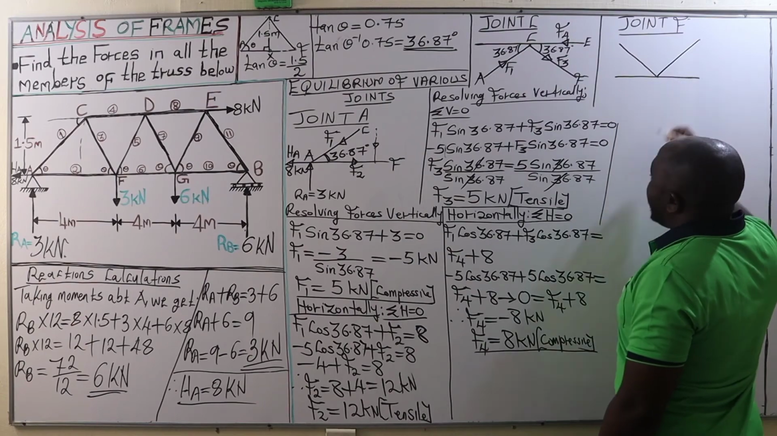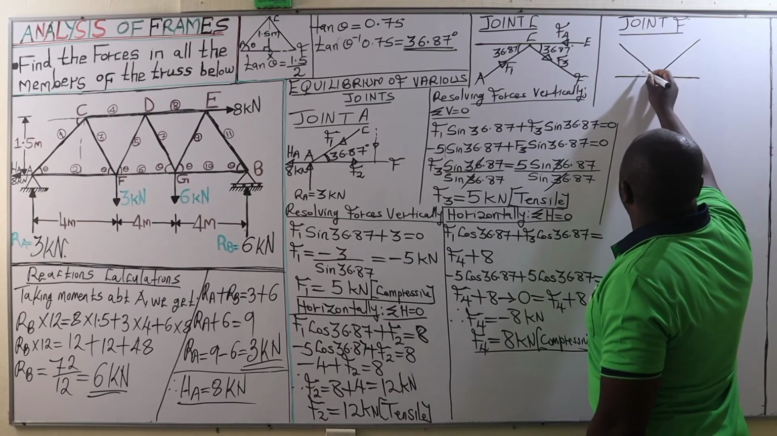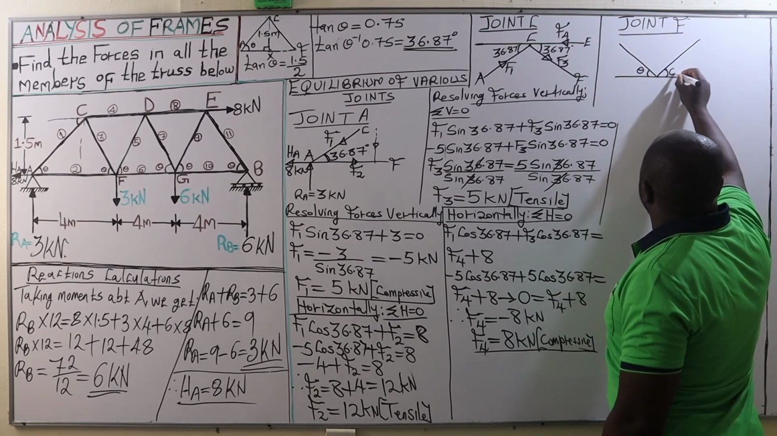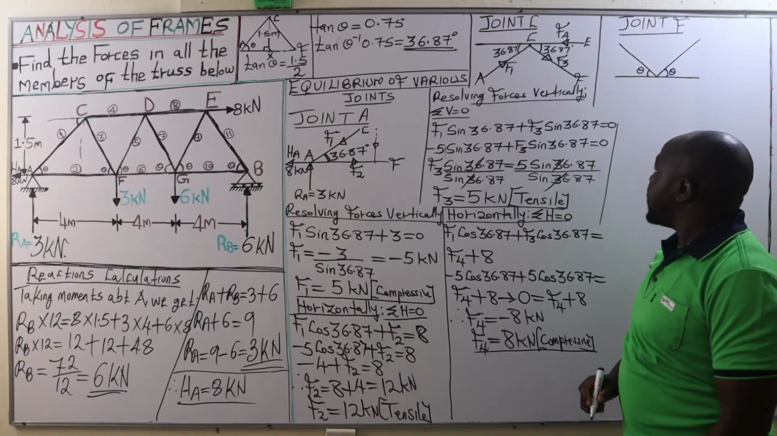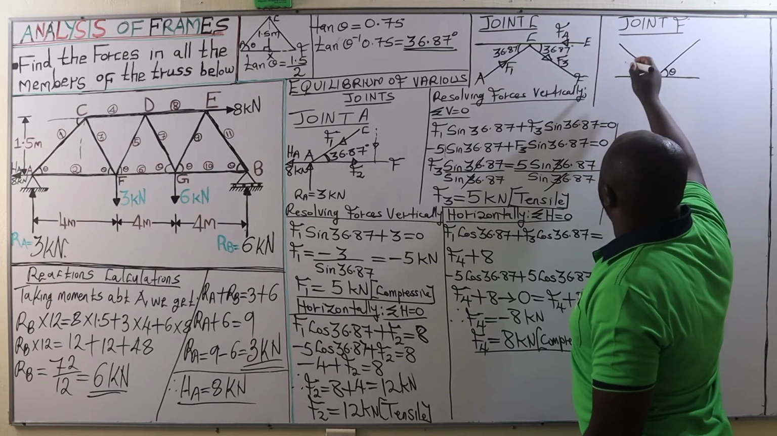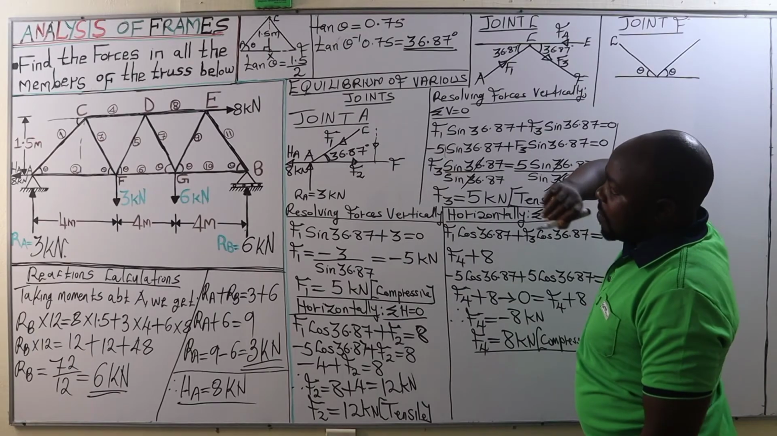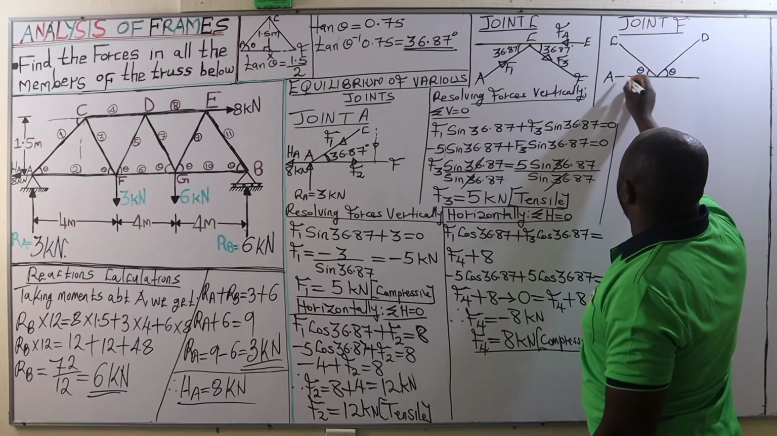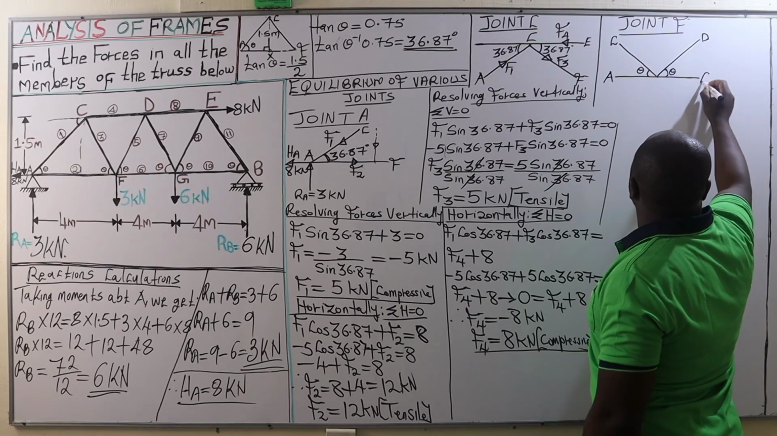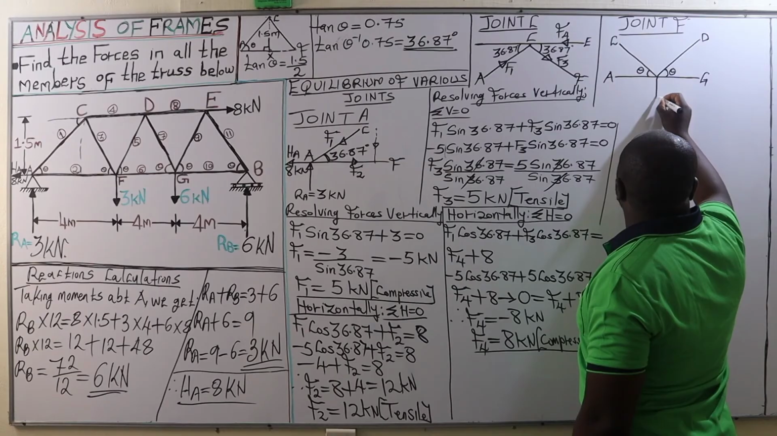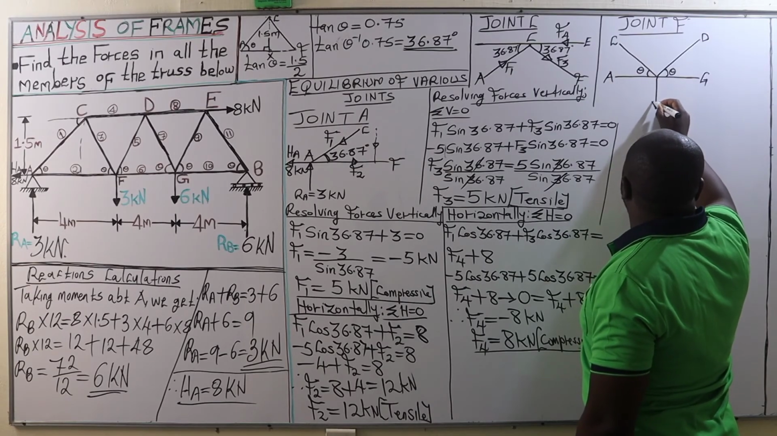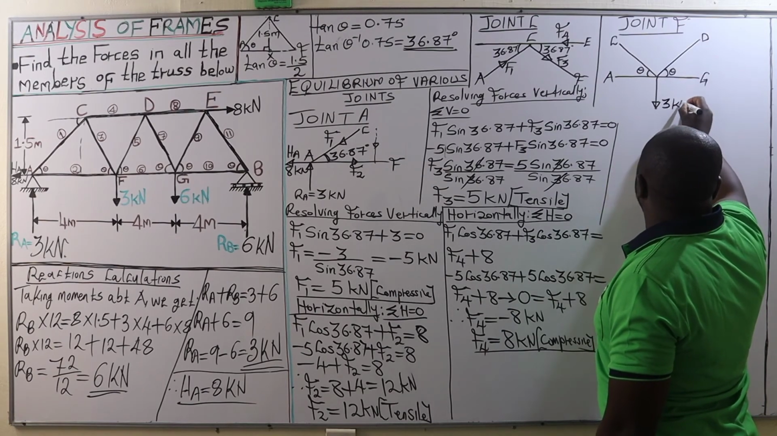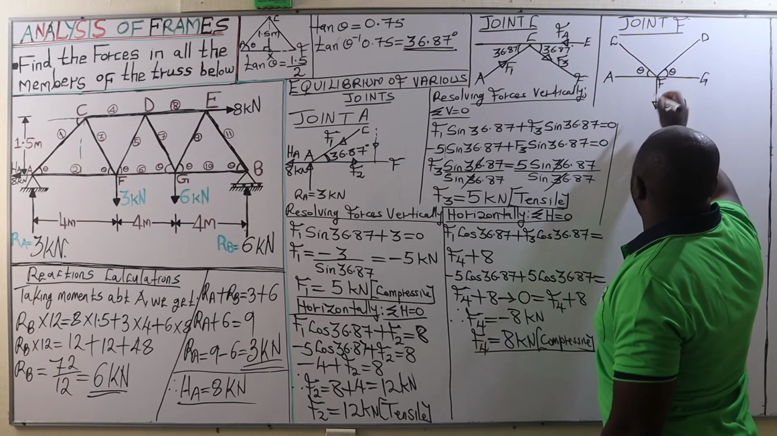We have angle theta. We already know theta is 36.87. On this side, the same. Here we have joint C. We have joint D at that point. We have joint A here, and we have joint G. At joint F, we have a downward acting force whose value is 3 kilonewtons.